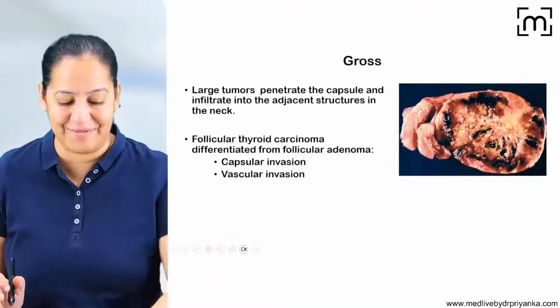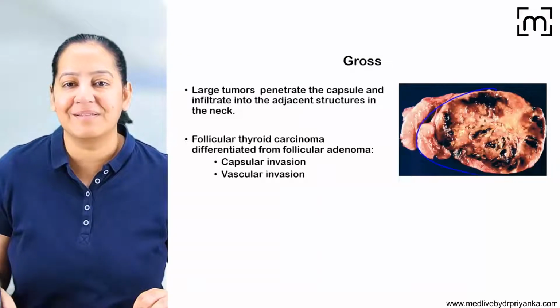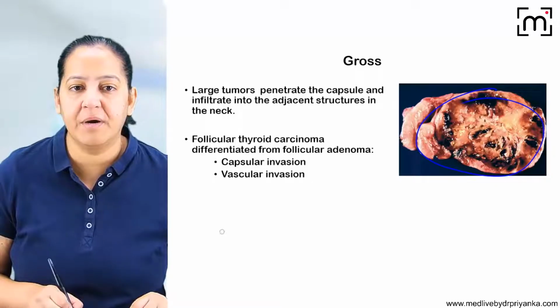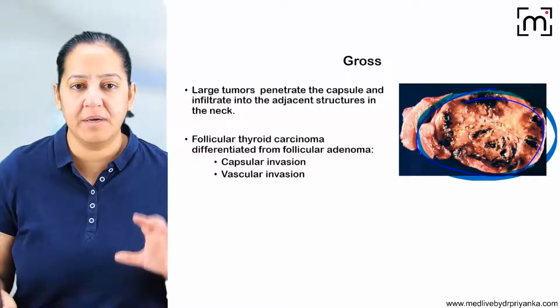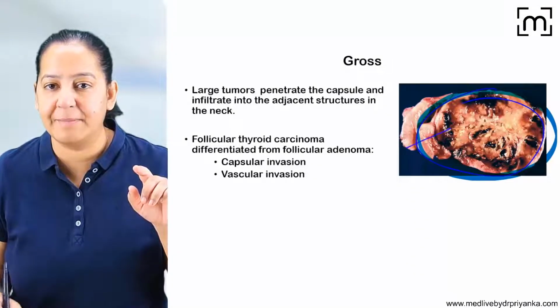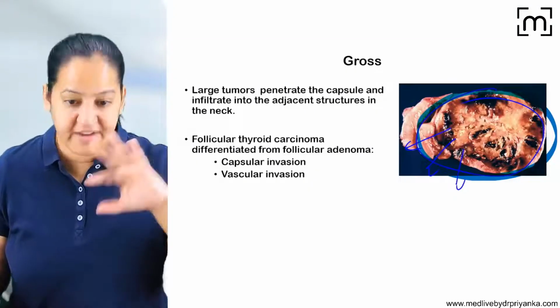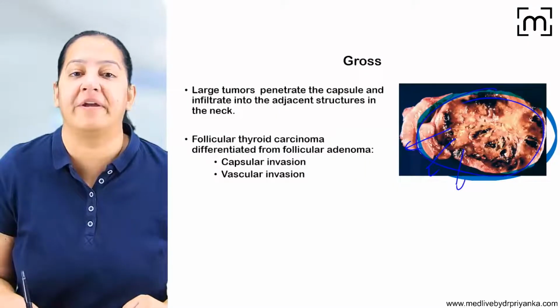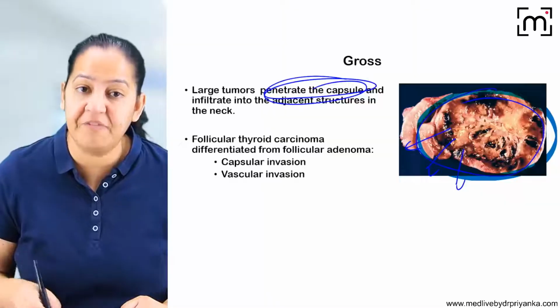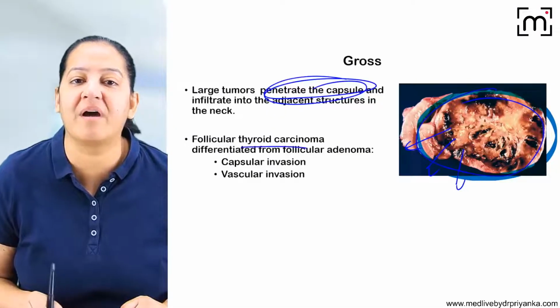Now coming on the gross and microscopy. So look at the gross. This is the tumor. See the borders of the tumor. Can you appreciate the borders? The tumor is large, and it penetrates the capsule at multiple places and comes outside. It has a capsule, but it penetrates the capsule and infiltrates. That is the unique feature that differentiates follicular adenoma from follicular carcinoma.